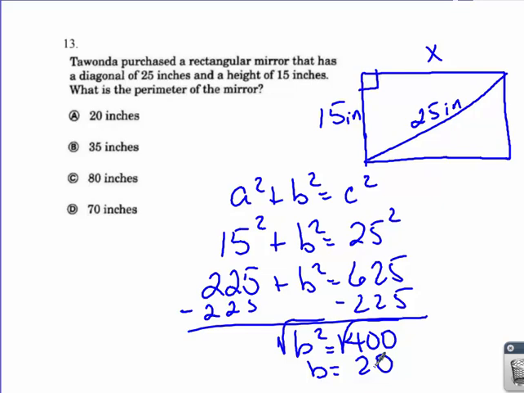Now don't be fooled with that, because that answer is here. Okay, but what am I looking for in this problem? I want to know what is the perimeter of this particular rectangle. So if I know the other side is 20 inches, I need to find its perimeter, so I need the distance around it. So 15 plus 20 is 35, plus another 15 is 50, plus 20 will give me 70 inches. So the perimeter of this rectangle is actually 70 inches.